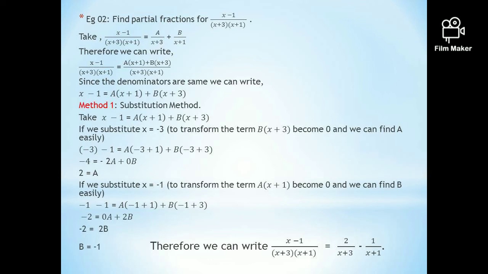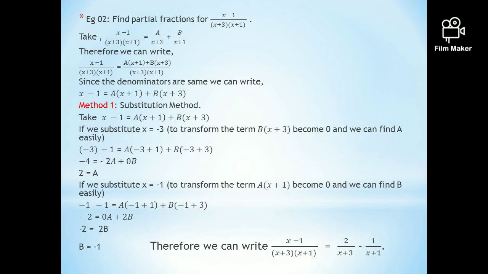There you get x minus 1 equals a times x plus 1 plus b times x plus 3. To remove b, I will make the bracket x plus 3 into 0. That means you have to substitute x equals minus 3 into this whole equation. Then it turns into minus 3 minus 1 equals a times minus 3 plus 1 plus b times minus 3 plus 3. It will turn into minus 4 equals minus 2a plus 0b. Then you can get the answer a equals 2.